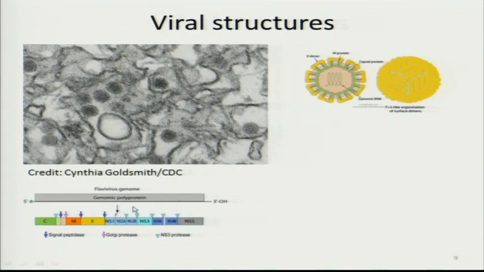Here's the genome of flaviviruses, including Zika. You have a capsid protein, the pre-membrane protein, the E or envelope protein, the major surface protein shown in yellow here in this cartoon, and then a variety of NS or non-structural proteins, which include the protease that cleaves the polyprotein and has the viral polymerase as well.